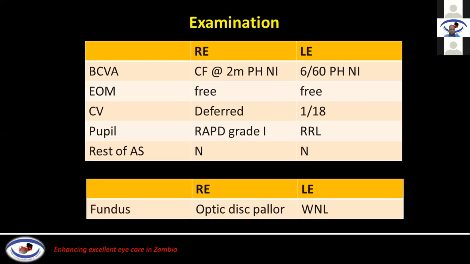On examination, the right eye had the same visual acuity, it didn't change, and the RAPD was grade 1. On fundoscopy, there was optic disc pallor. The other examination findings were normal. Color vision was deferred because of the visual acuity. On the left eye, the visual acuity had gone down to 6/60, with no improvement on pinhole. Color vision was 1/18. The rest of the examination was within normal limits.